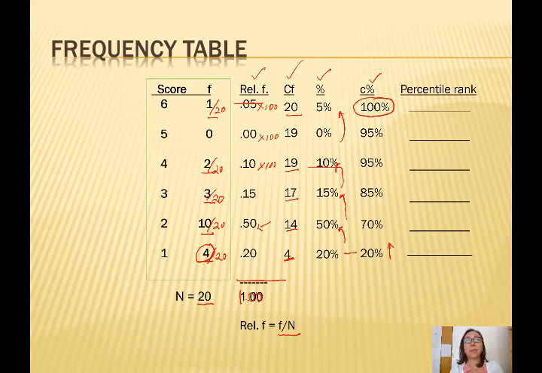Now, that's a number that we've seen before, right? 20. And that was the number of the total sample, right? So the CF column has all the frequencies added up from the bottom to the top. So by the time you get to the top, that top number should be identical to your N, sample size, of 20. So it's not a coincidence that 20 at the very top is the same as your N, because this is how it should be.